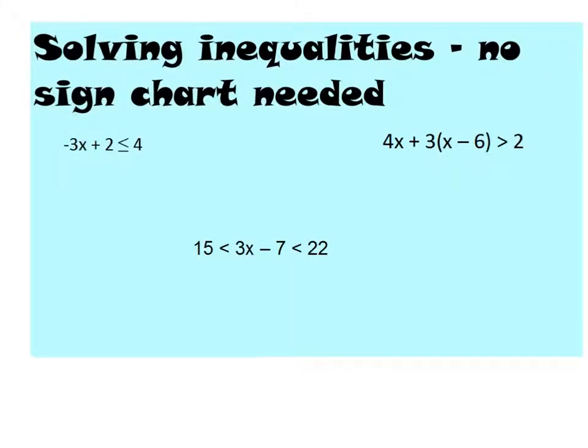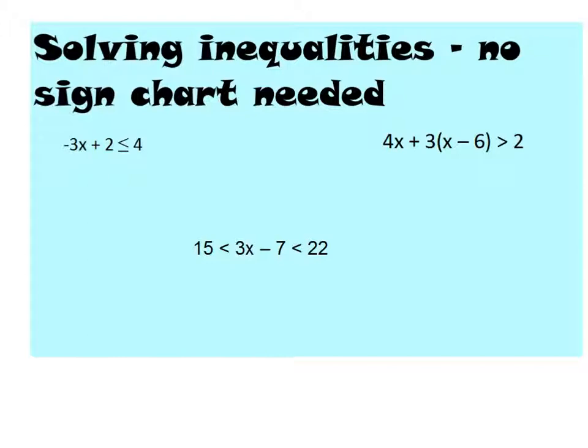Now, let's start with inequalities and I say no sign chart is needed because that's probably going to be a new concept for what we're going to learn today: we're going to be doing sign charts. Not every inequality requires a sign chart. If you have just a basic linear inequality, like this first one, I'm just going to solve this for x and answer with an inequality.